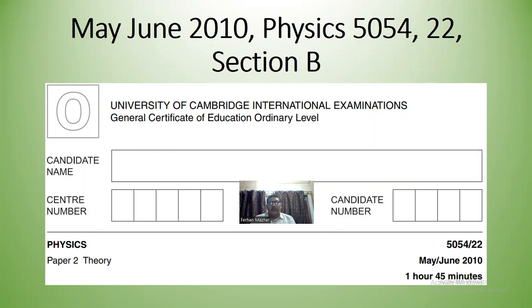Physics 5054. Today we have set our hearts to solve a theory paper. We call it paper 2, and for this purpose we have selected the May-June 2010 paper 2. This paper 2 belongs to Zone 2. In this video, I'm going to attempt Section B of this paper.